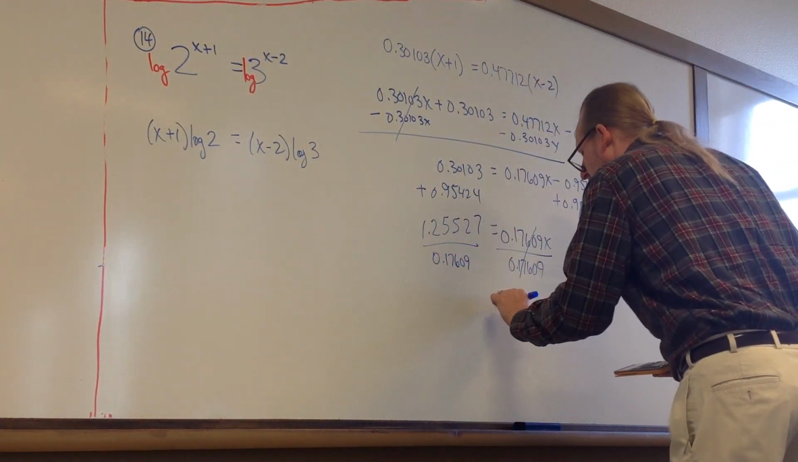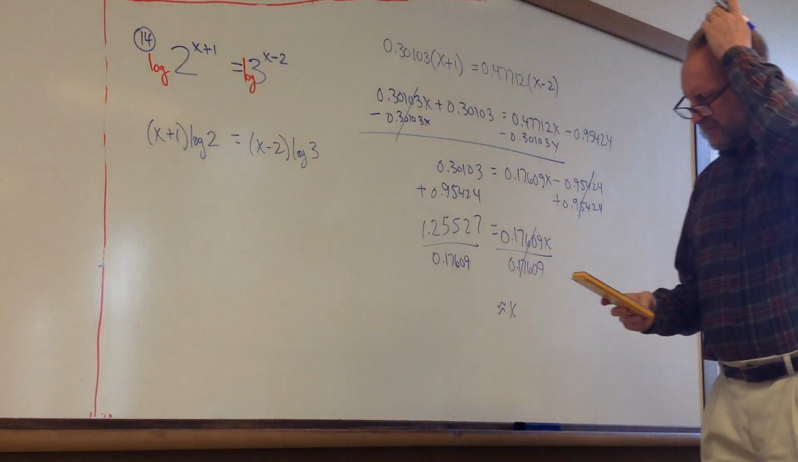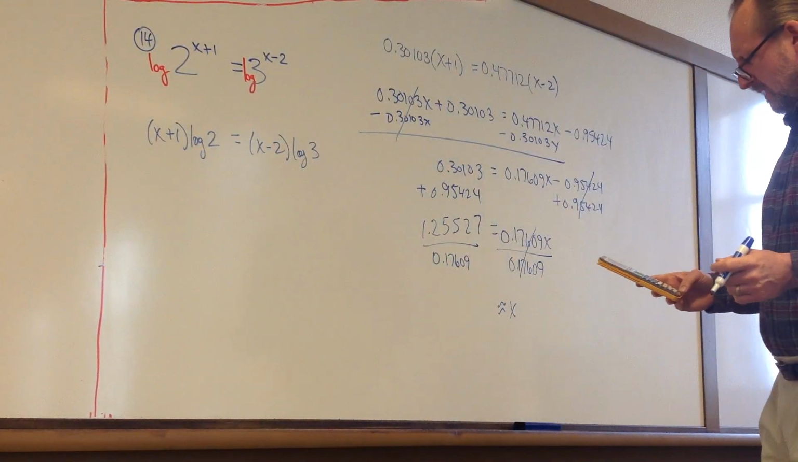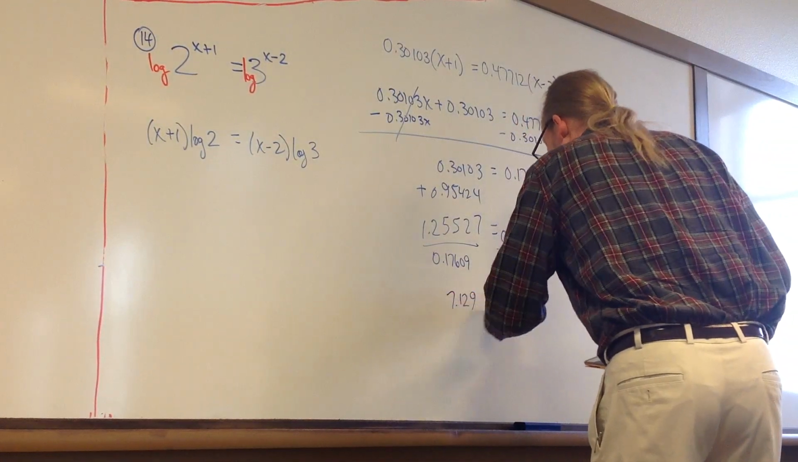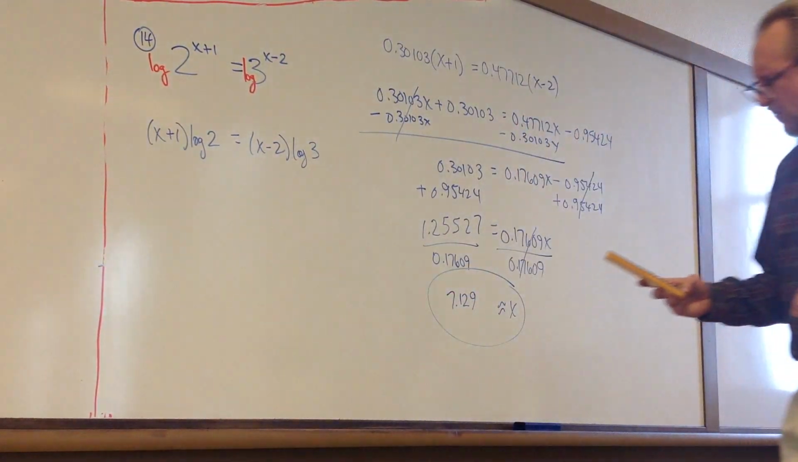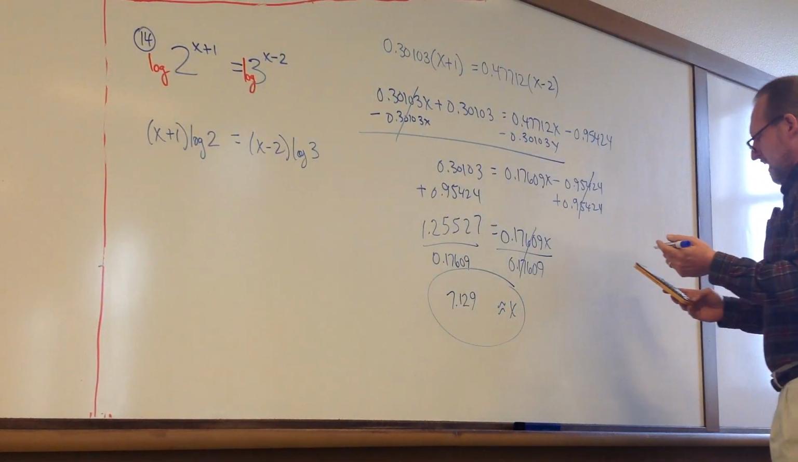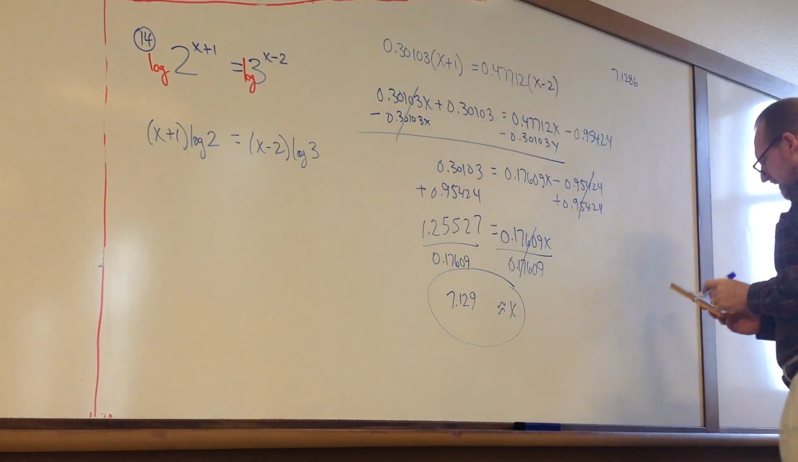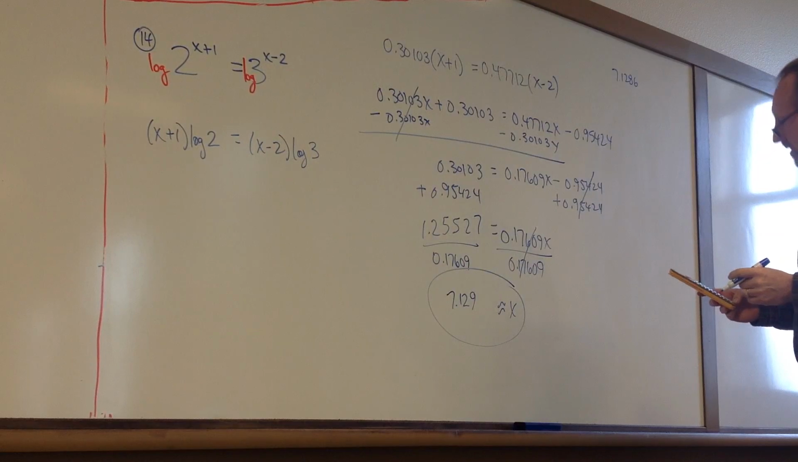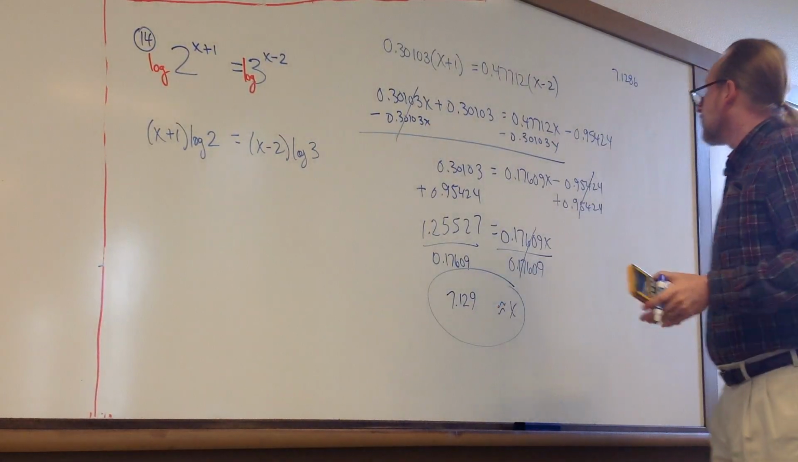Those cancel out. Divided by 0.17609, this comes out to be about 7.129. If we were to round this to 3 decimal places, it would be 7.129. If we were concerned about accuracy, I would round this to 7.1286. I think that'll give us a much more accurate answer rather than calling this 7.129.